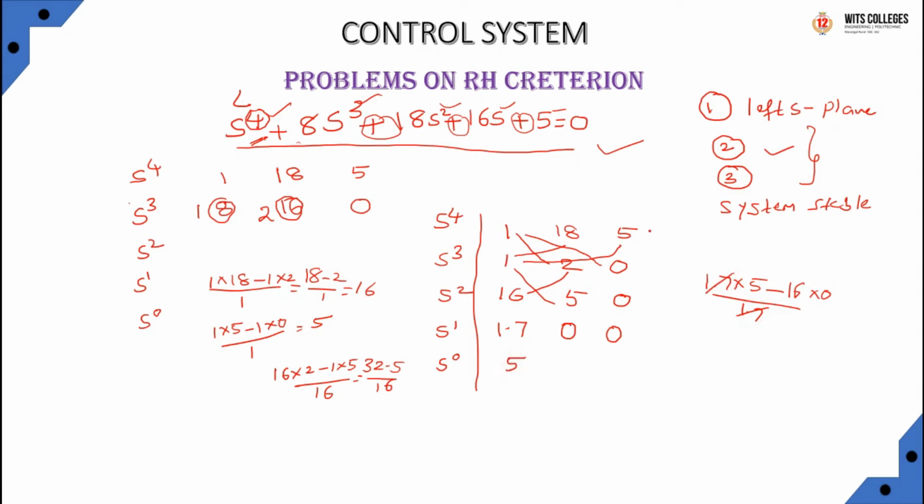Here this is row 1, row 2, row 3, row 4, row 5. Again, these values are 0.